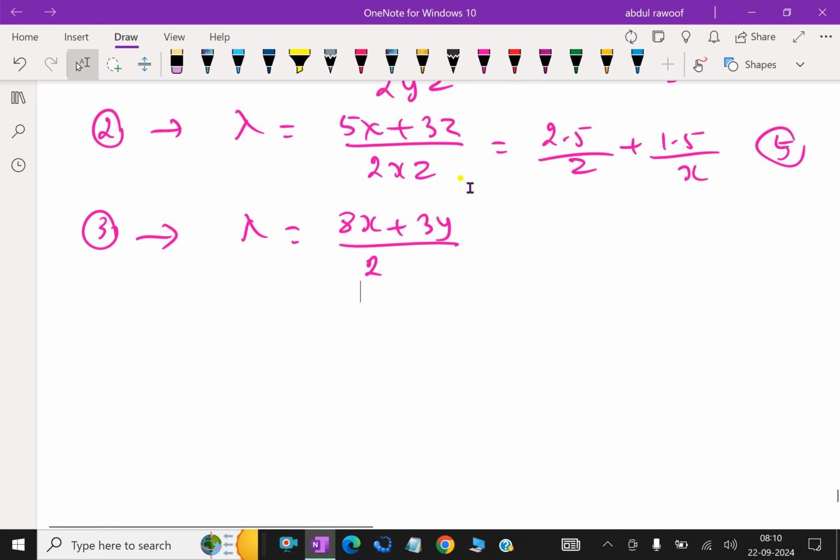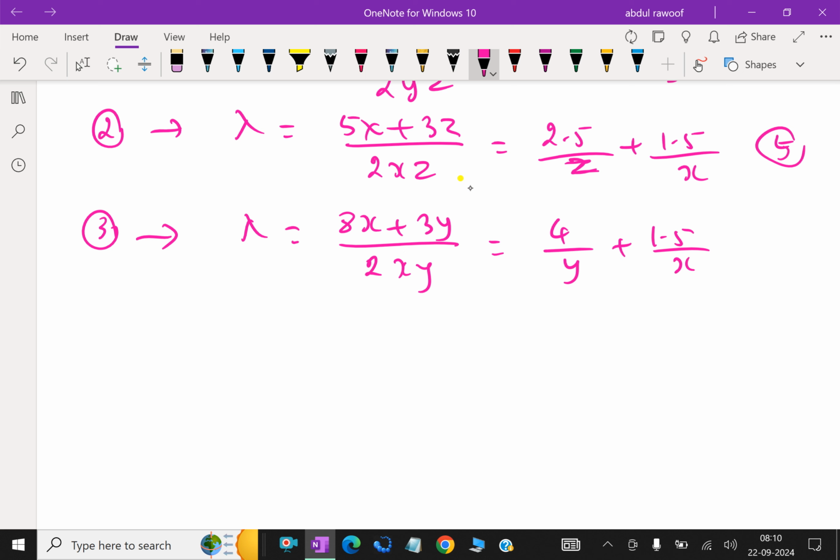Then from equation 3, lambda equals 8x plus 3y over 2xy, which is 4 over y plus 1.5 over x. This is equation 6. We have lambda values in different forms.